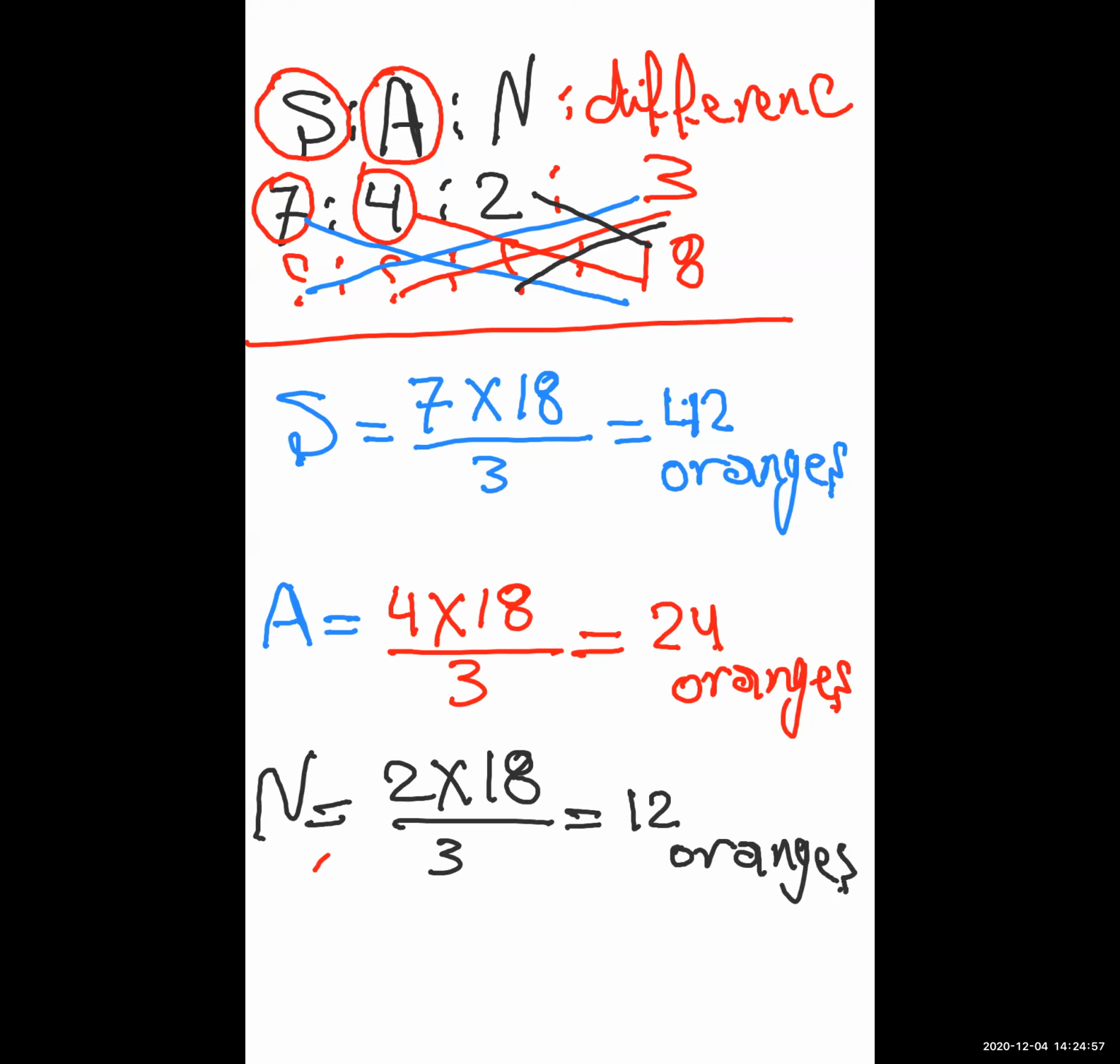Okay, again, guys, in this question, distribute a number of oranges among Sally and Abir and Nihal in the ratio of 7 to 4 to 2. So the first step, I just wrote Sally to Abir to Nihal, and then I wrote the ratio, 7 to 4 to 2. Then if the share of Sally exceeds the share of Abir.